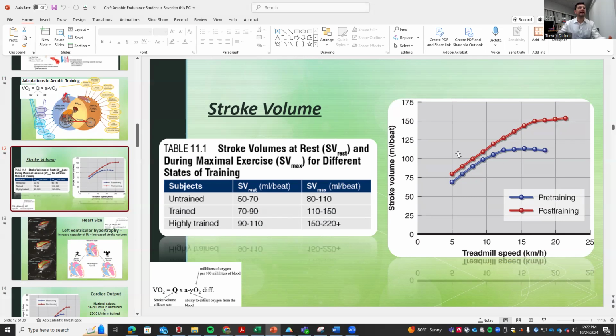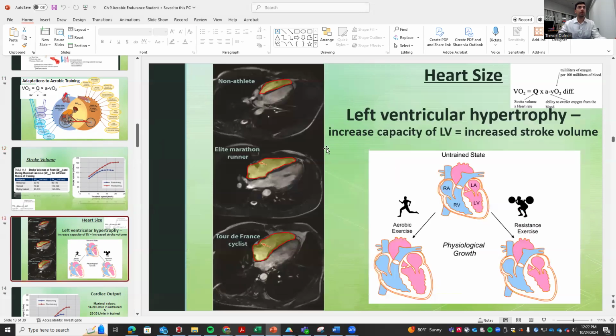Essentially, the idea here is that we are getting a greater ejection volume per contraction, which is leading to a greater amount of fluid ejected per beat, obviously, which is leading to a greater amount of fluid ejected per minute. And how is this occurring? Well, just like all other muscles in the body, your heart is going through hypertrophy.